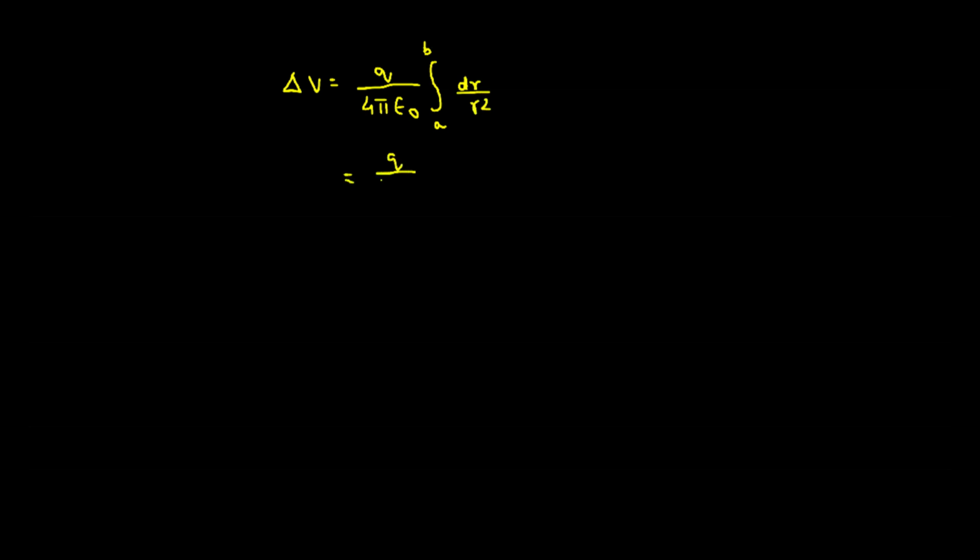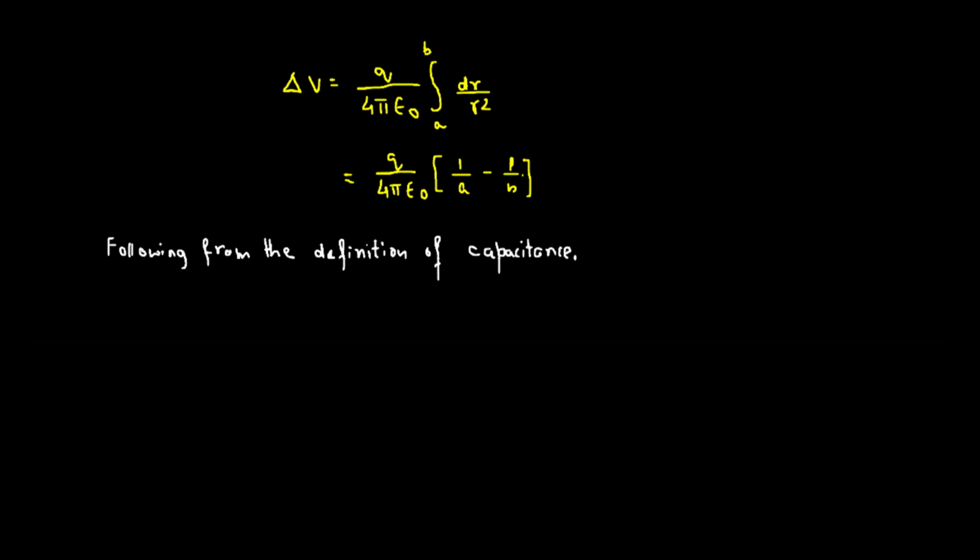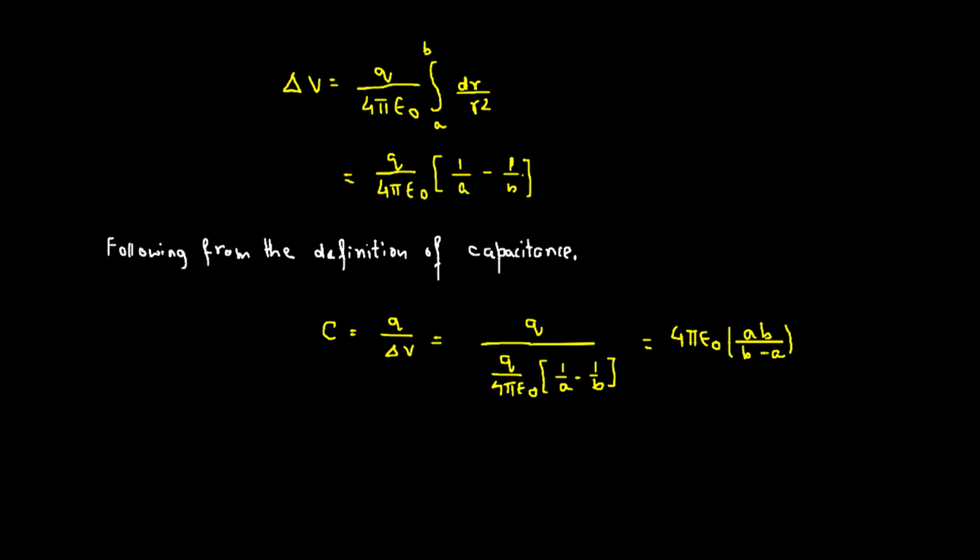Which when simplified gives us Q over 4 pi epsilon naught times 1 over a minus 1 over b. Following from the definition of capacitance, C equals Q over delta V, which equals Q divided by Q over 4 pi epsilon naught times 1 over a minus 1 over b, and when simplified we get 4 pi epsilon naught times ab over b minus a. So this is the capacitance of a spherical capacitor.